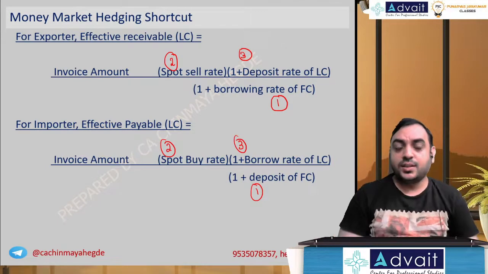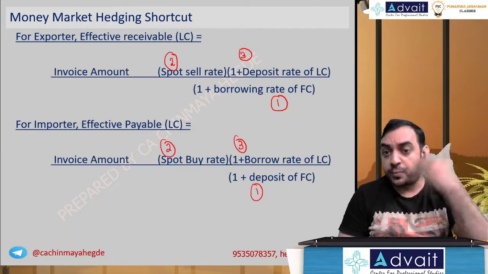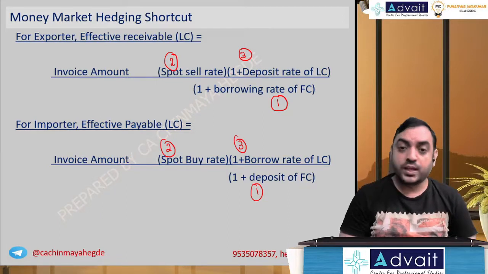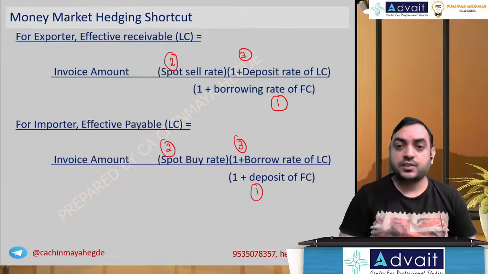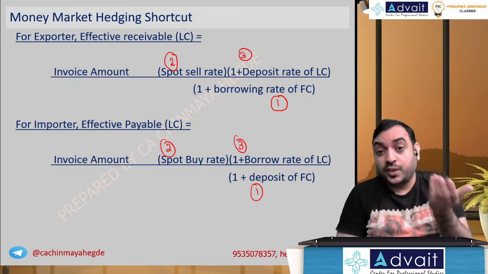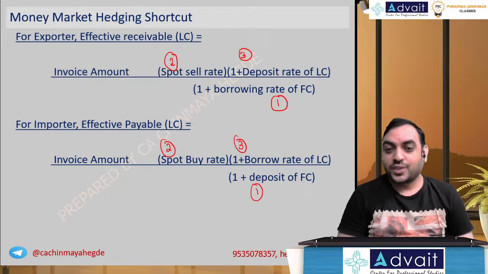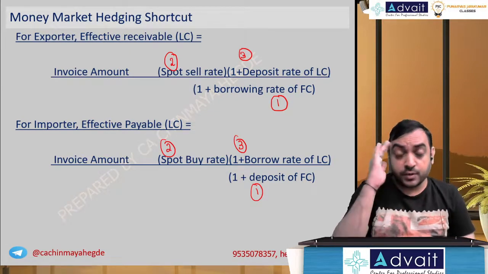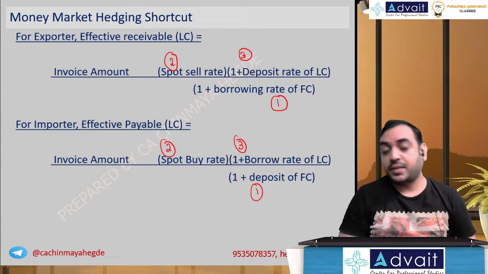So any doubts in the money market hedging, the shortcut steps, which we are going to apply while solving problems as well? But writing only this one line, you will not get marks. If the valuer is in a very good mood, he might give, but mostly they will not. So I recommend you can use the shortcut, remember the steps, but you have to present using steps. Steps carry marks.